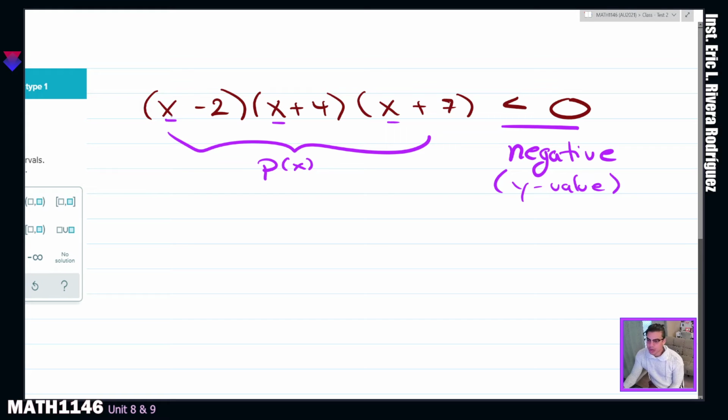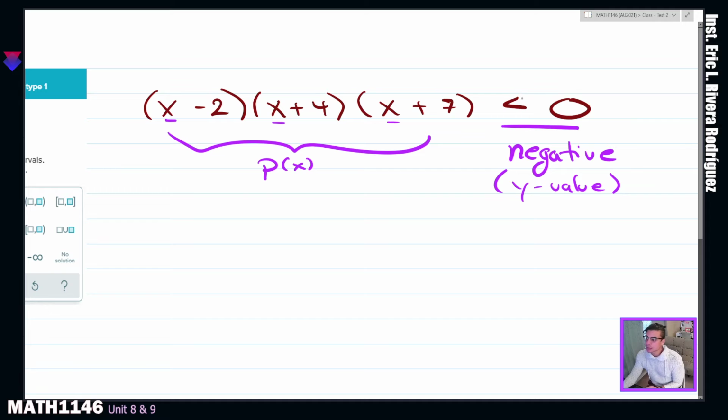So one of the main differences between an inequality and an equation: an equation is when we use the equal sign, right? When we are looking for those x values that make the entire polynomial equal to 0, we have a finite amount of solutions. x in this case will be x equal 2, x equal -4, and x equal -7.